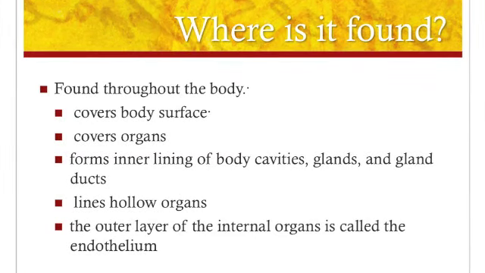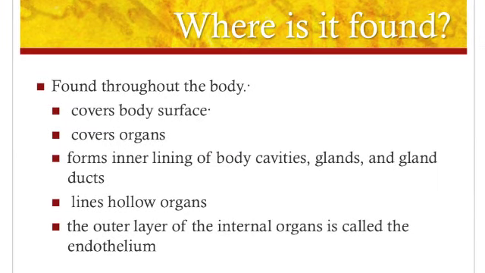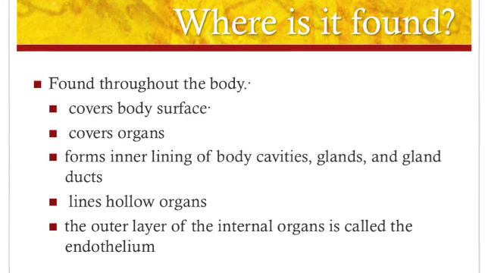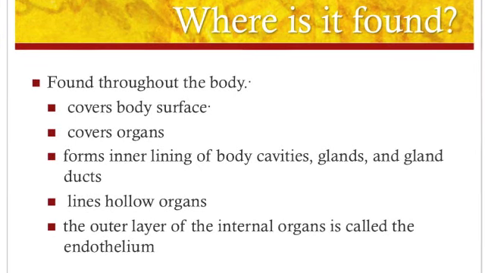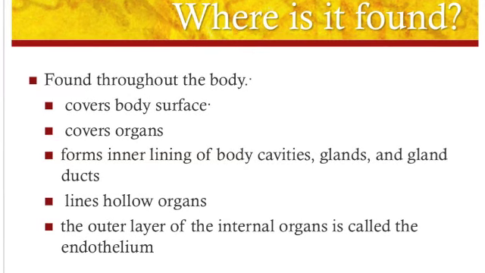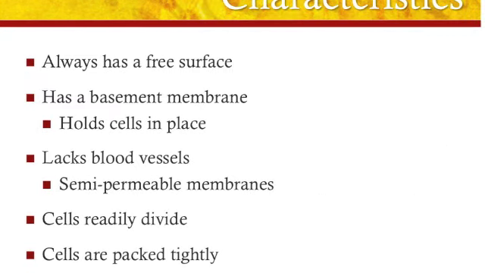All right, now, where is this all found? Throughout the whole body, this is where epithelial tissues are found. They are found on the body surfaces, organs, even the hollow ones, and they also form the inner lining of body cavities, glands, and gland ducts. And the outer layer of all the internal organs is called the endothelium.